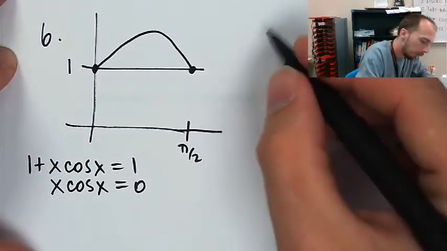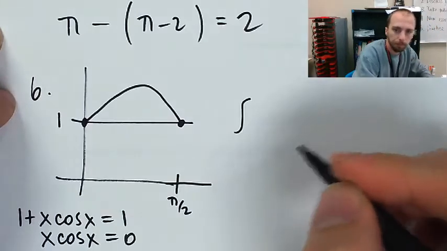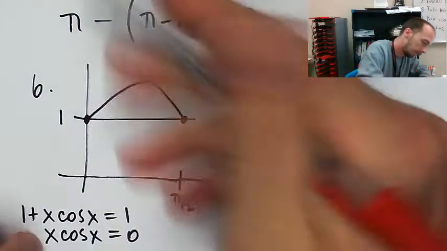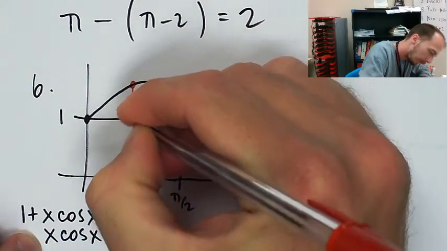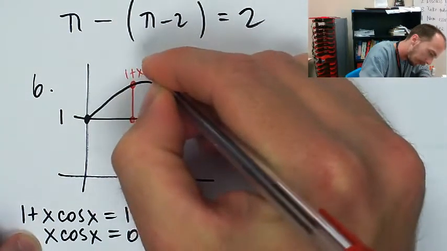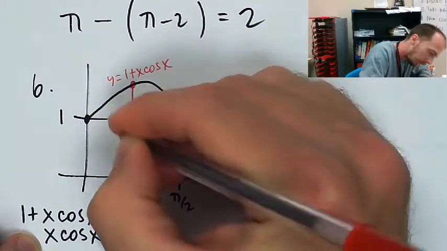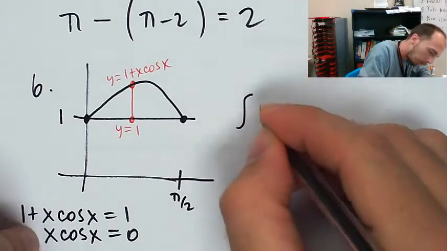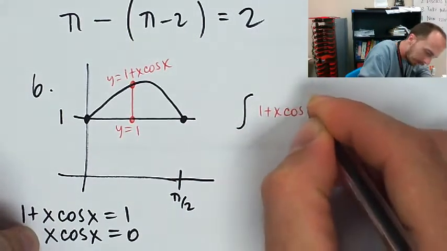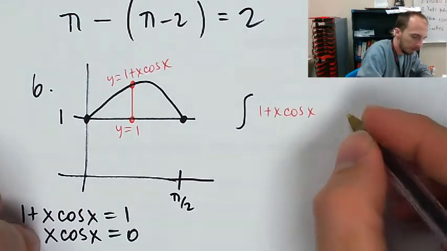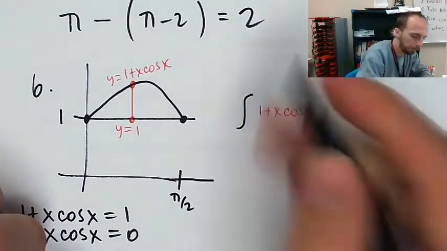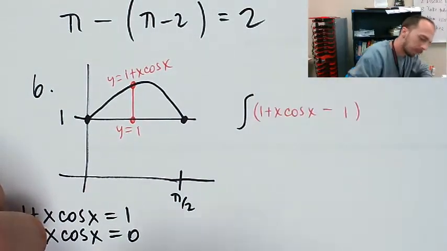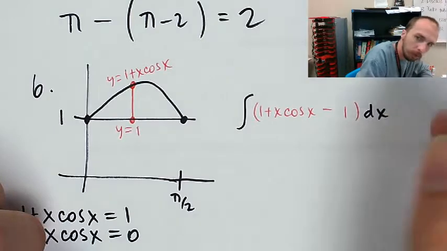Okay. So I'm going to be integrating top minus bottom. And in this case, the top is y equals 1 plus x cosine x, and the bottom we have y equals 1. So I'm going to integrate top minus bottom, 1 plus x cosine x minus 1. And then we're going to let x run from 0 to pi over 2.